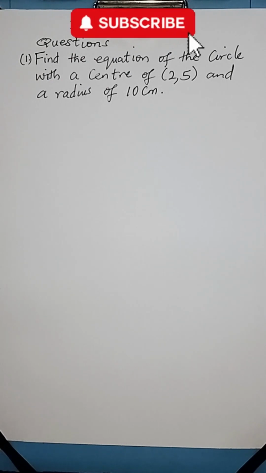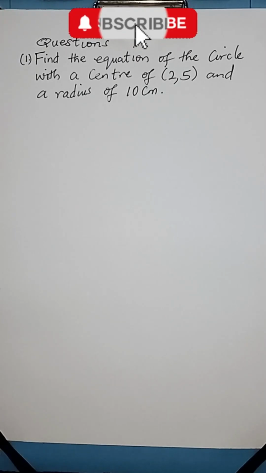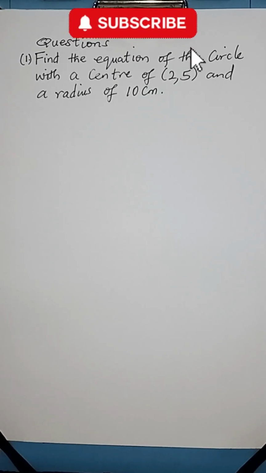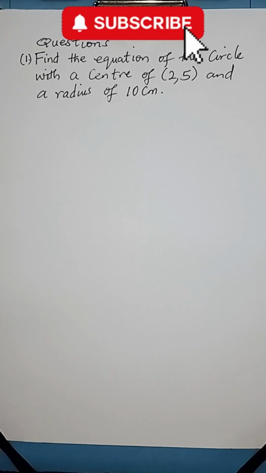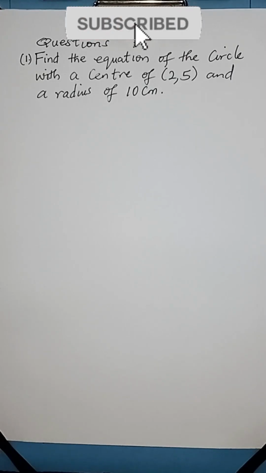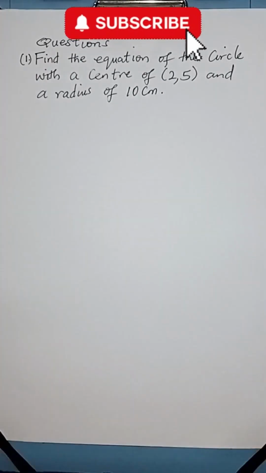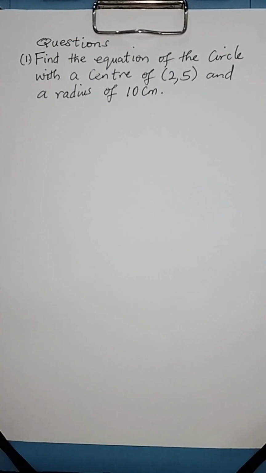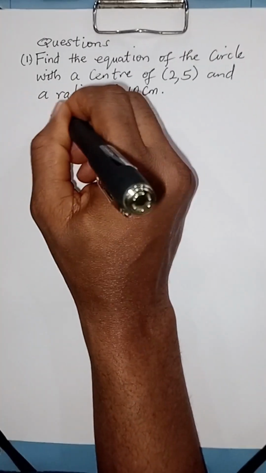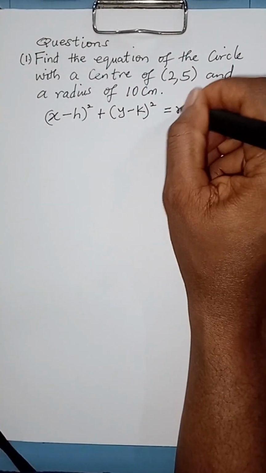Now in this question, we are asked to find the equation of the circle with a center of (2, 5) as the coordinates and a radius of 10 centimeters. In this case, you notice that the center of the circle is not at the point of origin. If it were at the point of origin, the coordinates would be (0, 0). Since the coordinates (2, 5) indicate that the center of the circle is not at the point of origin, what do we do? We use the general form of the equation of a circle, which is (x - h)^2 + (y - k)^2 = r^2.